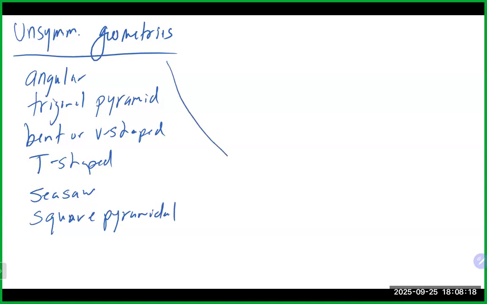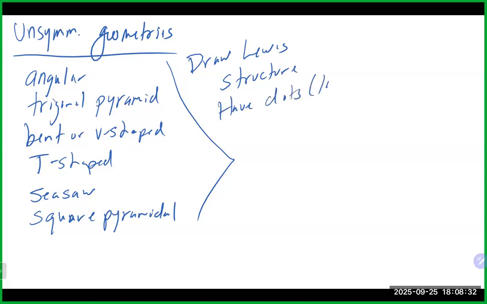What did all these guys basically have in common? If you draw the Lewis structure for these guys, you will have dots or lone pairs on the central atom.